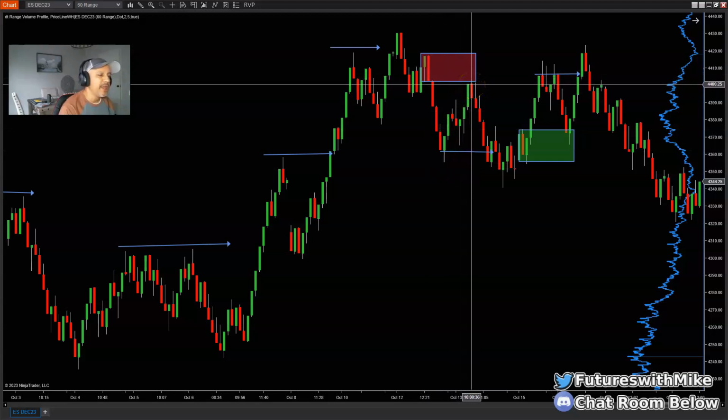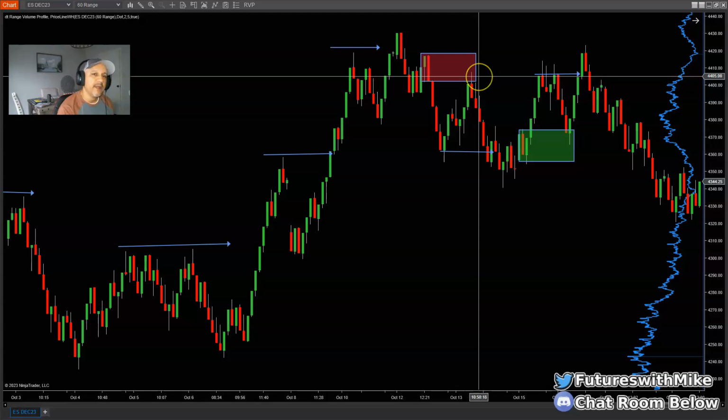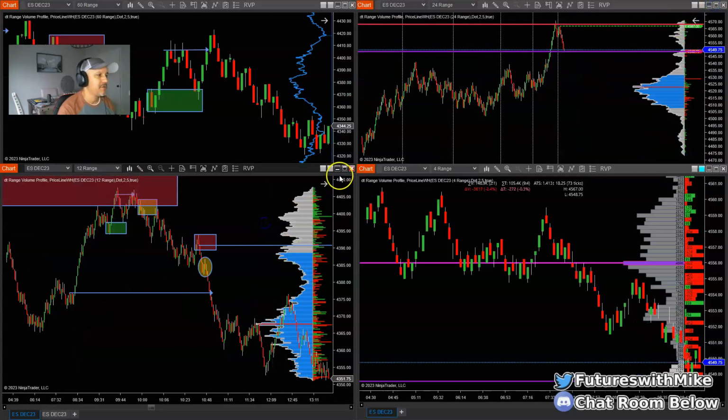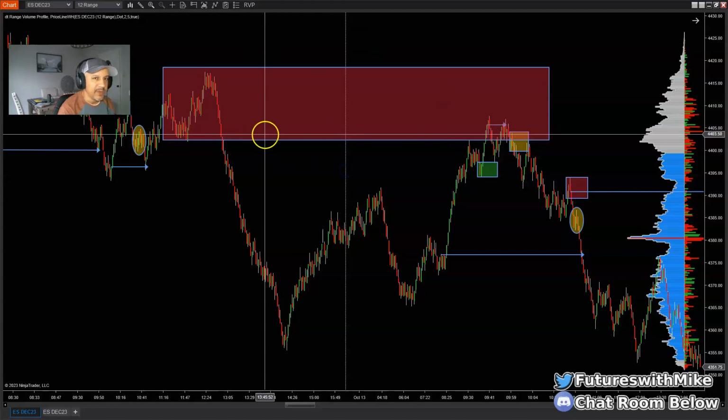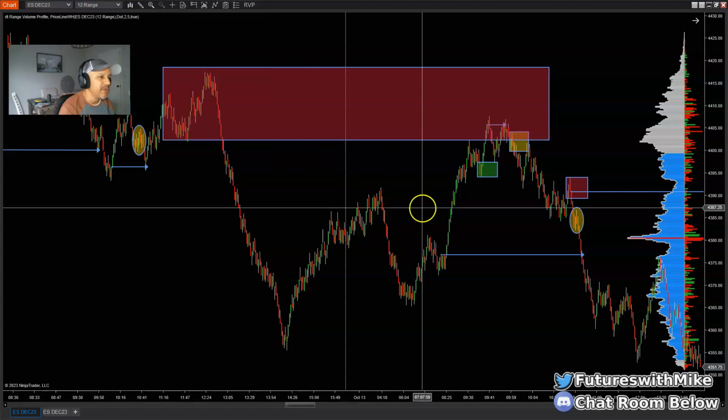And what we do at this point here, we mark the area on the higher time frame. This is my 60 range chart. I mark this area here, okay? Then all I do is I move down to a lower time frame chart that I use to enter my trades off of, okay? So I'm going to go down to my 12 range chart, okay? That red box you see right there, that's that higher time frame zone I just marked and showed you on the 60 range chart.